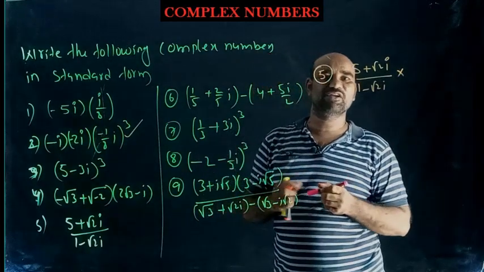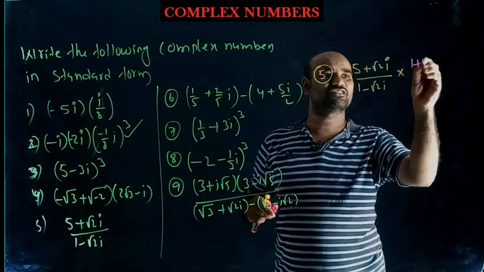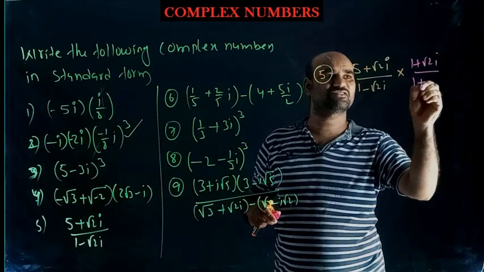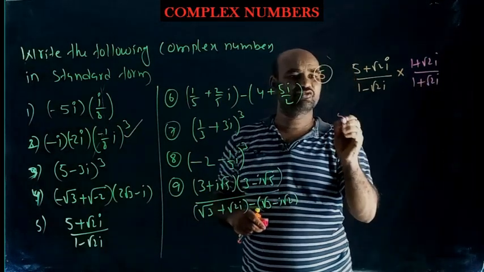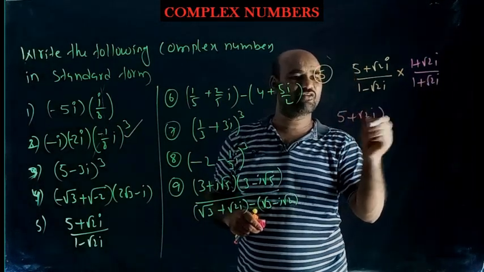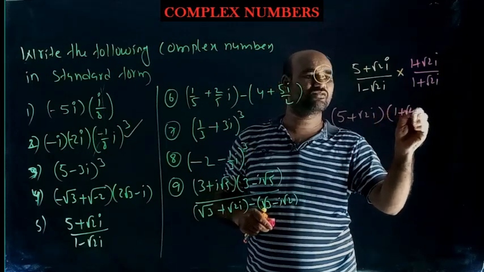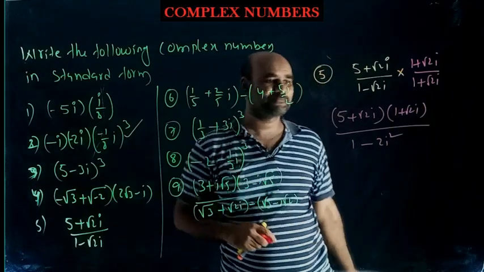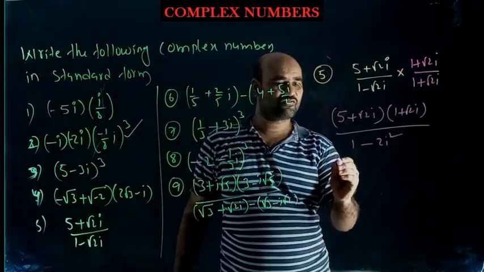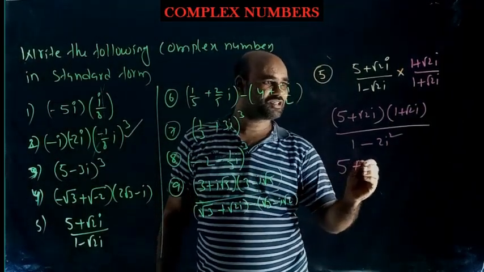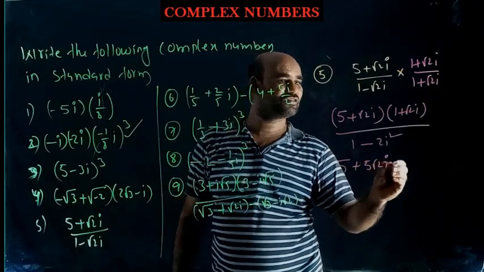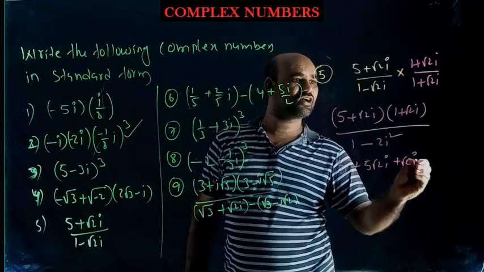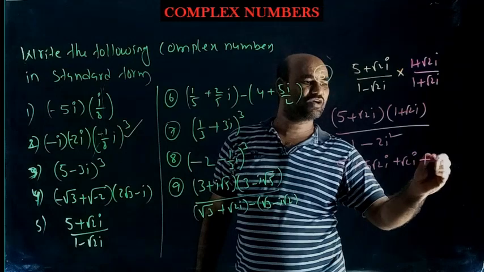So I want to multiply and divide with its conjugate, 1 plus root 2 iota by 1 plus root 2 iota. So the numerator is (1 plus root 2 iota) into (1 plus root 2 iota), by 1 minus 2 iota square. Okay, so 1 plus root 2 iota plus root 2 iota plus 2 iota square.